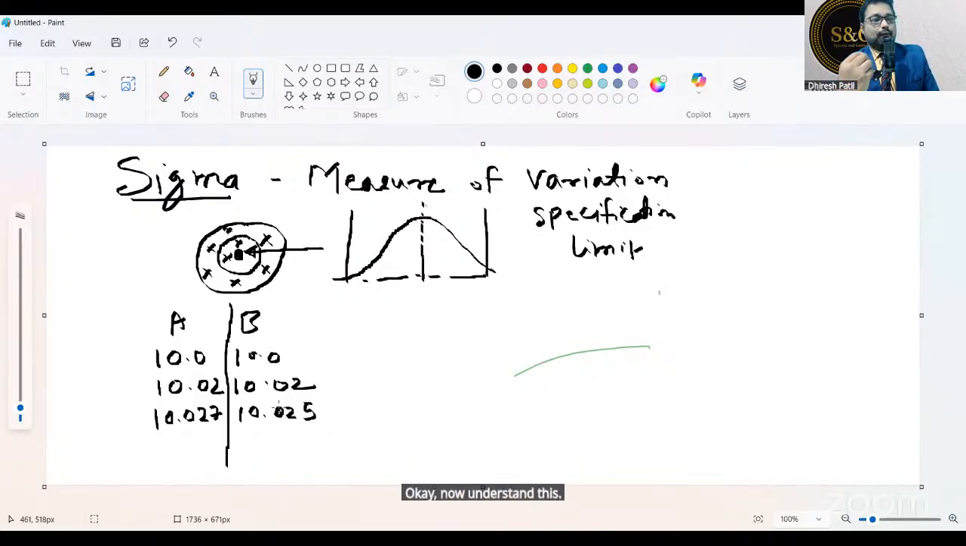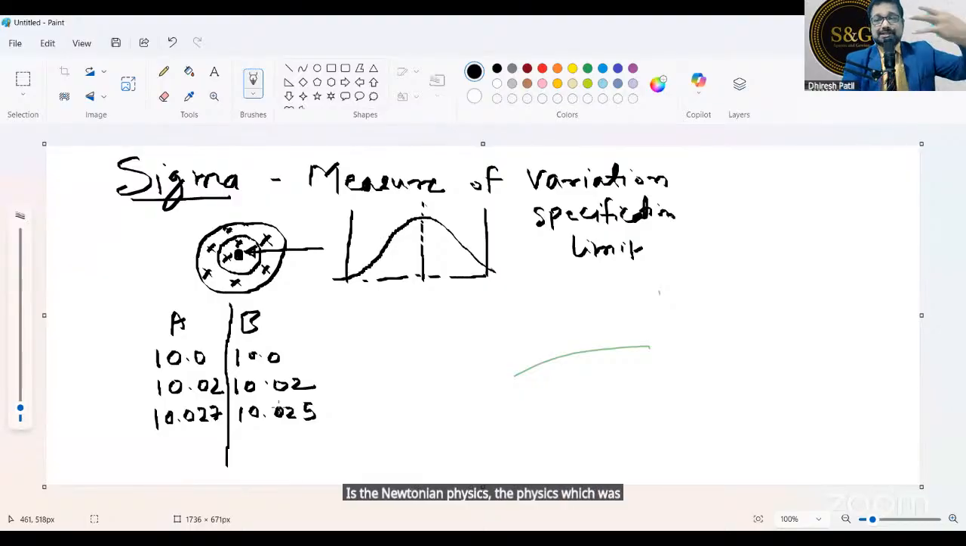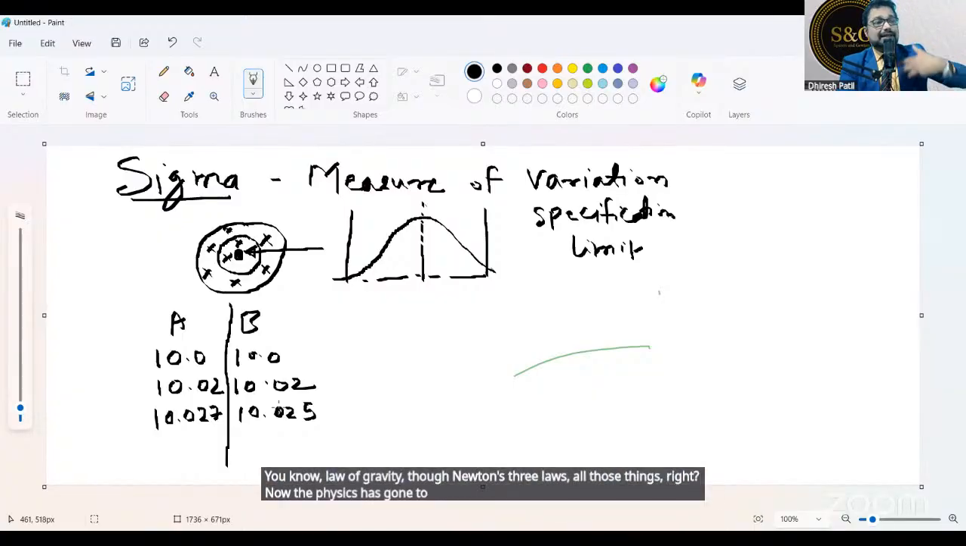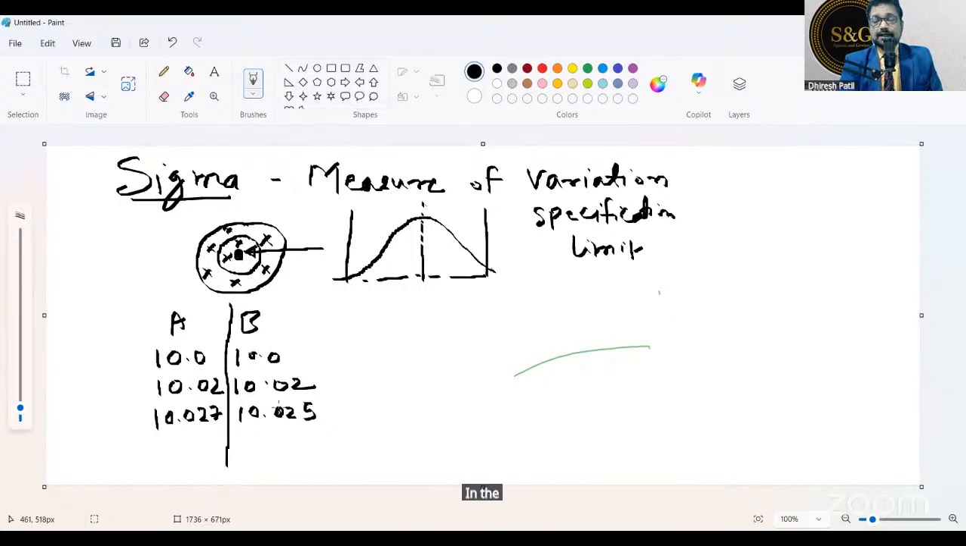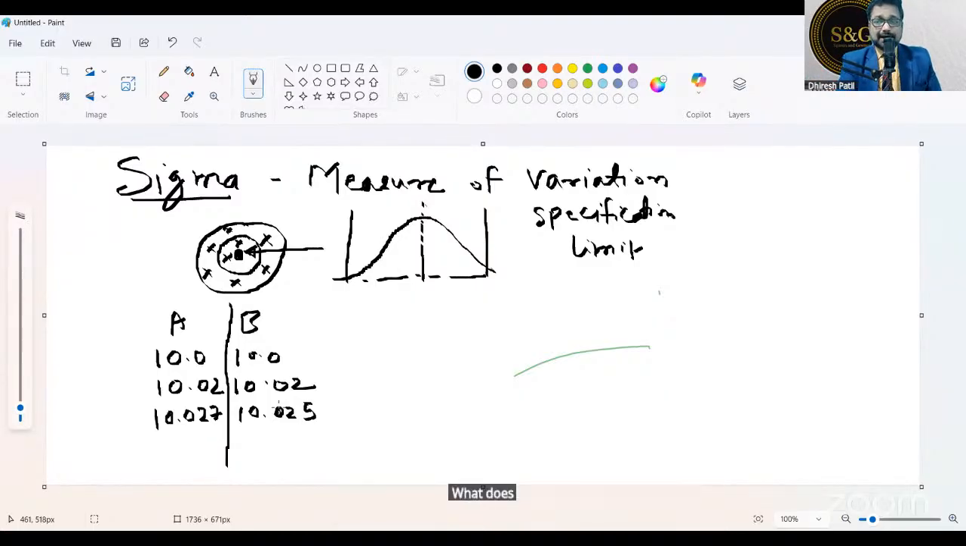Now understand this. What we have learnt in our schools and colleges is Newtonian physics, the physics originated by Newton's law of gravity, the three laws, all those things. Now physics has gone to the next level, quantum physics. Scientists have reached the level where fundamental particles like electron, proton, and neutron sometimes behave like a particle, sometimes like a wave. What does it mean? Even at the fundamental level of our existence, the variation is still there. This is very interesting. So variation is bound to be there in the system. Everywhere you go, there will be some variation. So you cannot eliminate variation, but we can reduce variation. Okay?